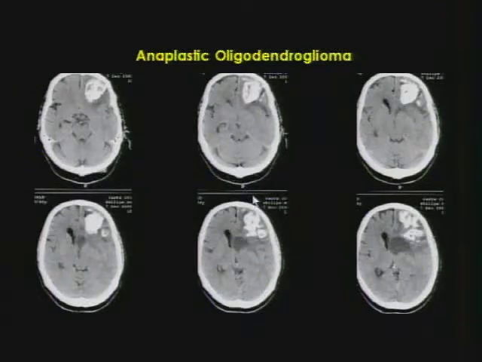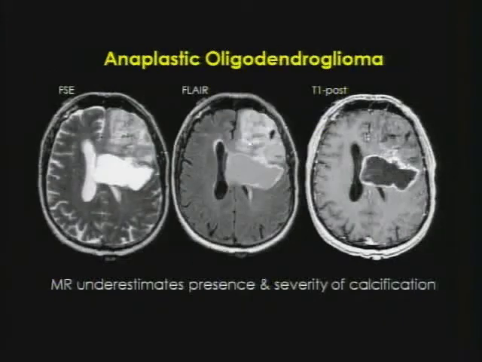Here's a point about MR underestimating calcification. Here's a gentleman presenting with a non-contrast CT showing you a thick calcified left frontal mass, and clearly there's something else deeper to that. Here is an MRI that was done a few days later. I really cannot see where that chunk of calcium is on this MR. So if you really wanted to check for the presence of calcium, use CT.